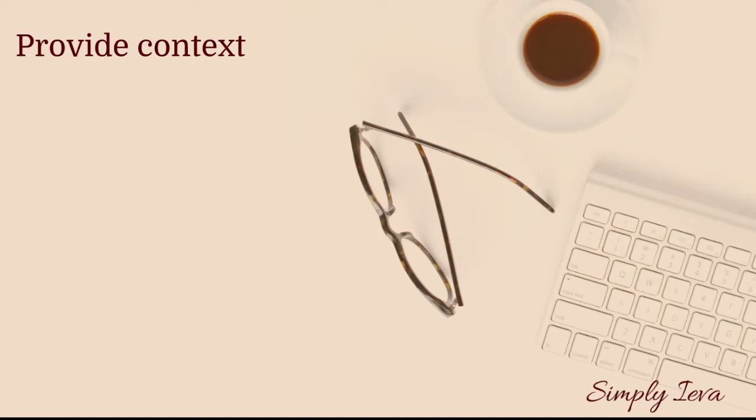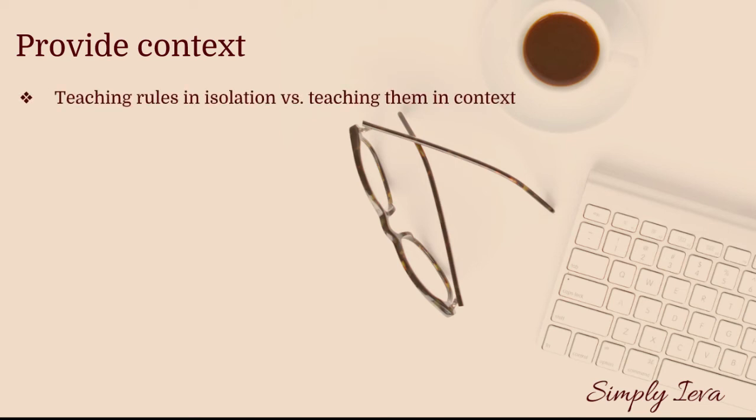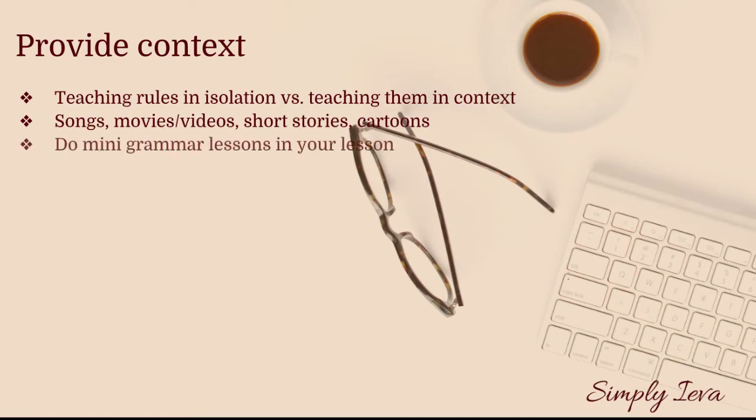The next tip for teaching grammar is providing context. So when you teach rules in isolation, they don't give much meaning. And teaching rules or grammar in context is much more effective. What do I mean by context? You can take any songs, movies, or videos. You can take short stories, cartoons, anything that has content, and see if you can dissect the grammatical structure within those activities or resources. You can also do mini grammar lessons in your other type of lesson, okay?